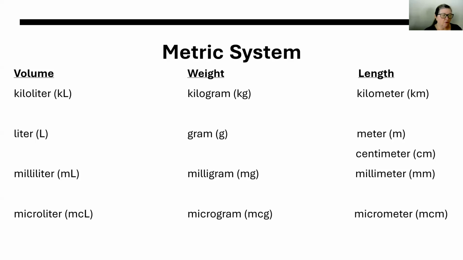And then micro, based on the basic unit, is 1/1,000,000th of that basic unit. So a microliter is 1/1,000,000th of a liter. A microgram is 1/1,000,000th of a gram. And a micrometer is 1/1,000,000th of a meter. Now, really, the only one we see in medicine is microgram. But I went ahead and added in the meter and the liter just for congruency's sake. All right, so those are the metric system prefixes.